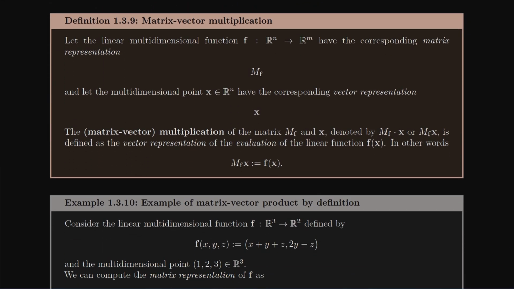So that's how we'll end up defining a matrix vector multiplication, and we see that in the definition right here. Given some multidimensional function f, which should be linear, so it has a corresponding matrix representation, which I'm calling m sub f. And suppose we also have a multidimensional point x that we're representing as a vector, x1, x2, ... xn. How do we define a matrix vector multiplication? Well, the multiplication is written just like a multiplication. It's the matrix and then the vector back to back, but we're going to define that to just be the evaluation of the function at the point x.